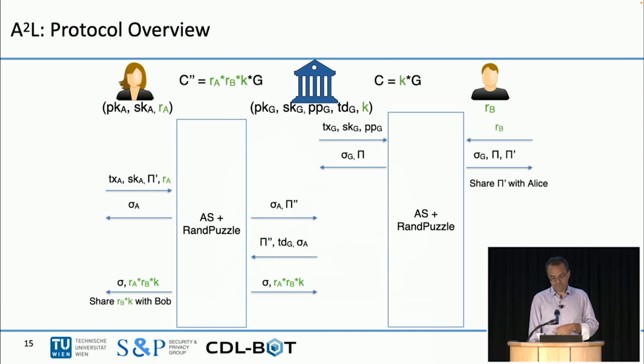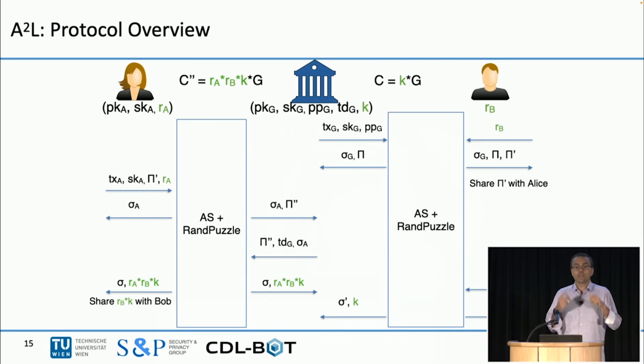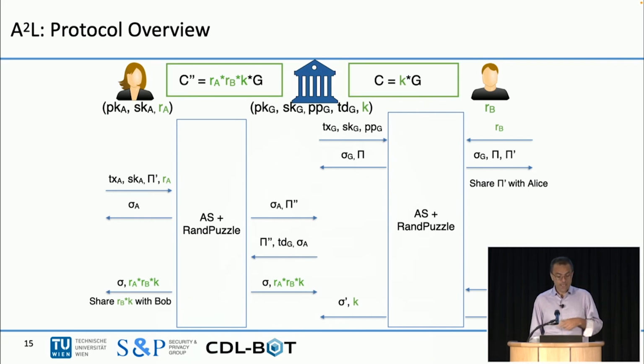Bob learns RB times K, and with that can get K, and the protocol concludes, okay? So we get atomicity, we get unlinkability, and we are also not using any type of HTLC, so we are compatible with cryptocurrencies that don't support them, okay? And what is important, look at the two conditions, they are indistinguishable, okay? So take this as a take-home for unlinkability.